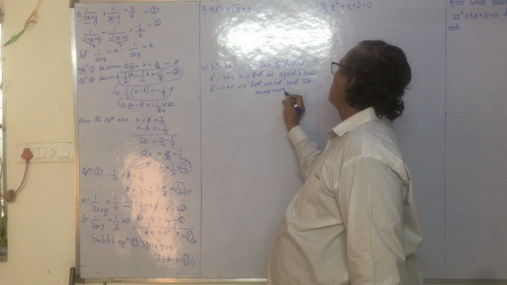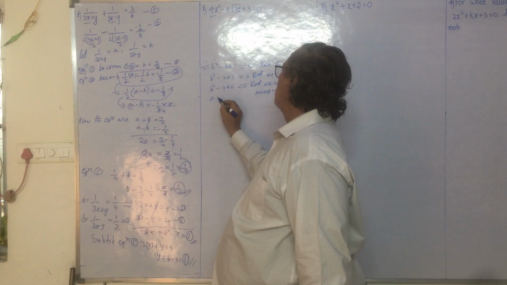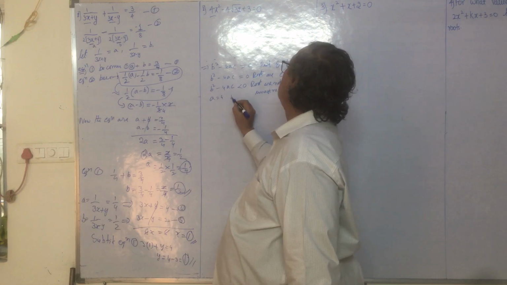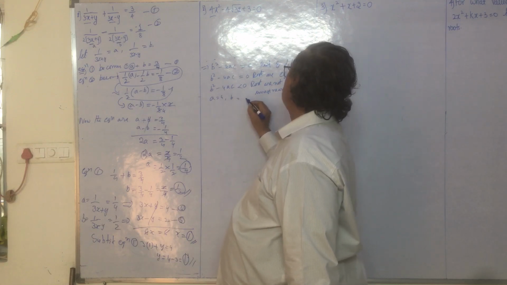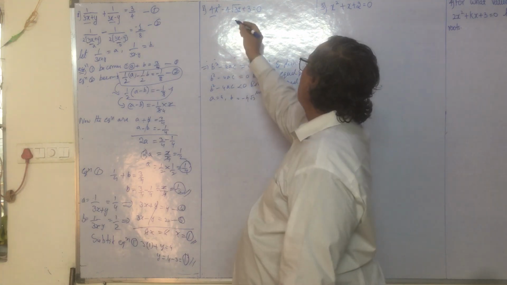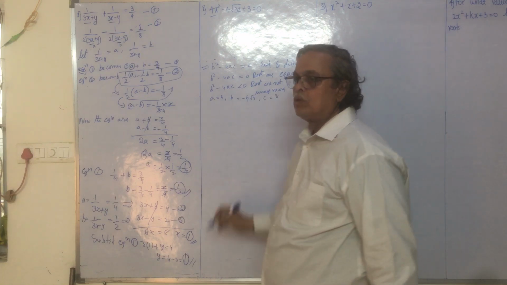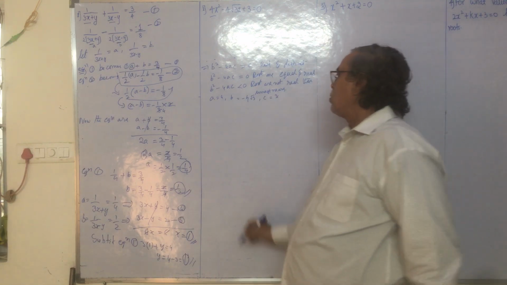Now let us look at the problem. Here a is equal to 4, and b is equal to minus 4 root 3. You should remember that sign also. C is equal to 3. Here, what is the quadratic formula?